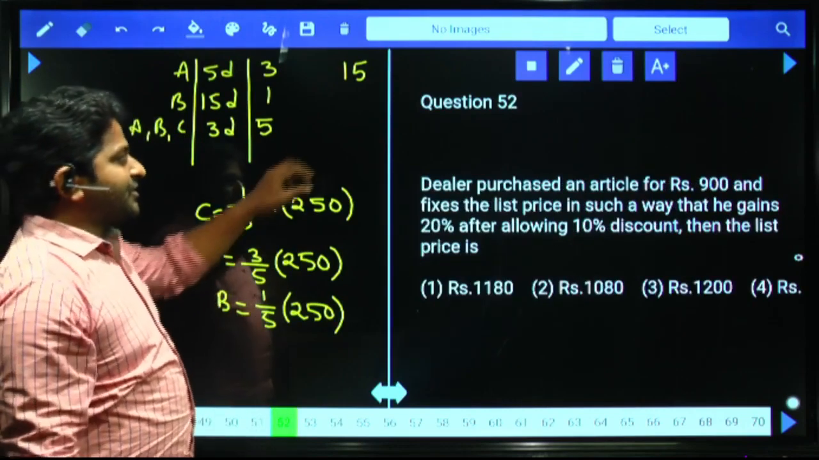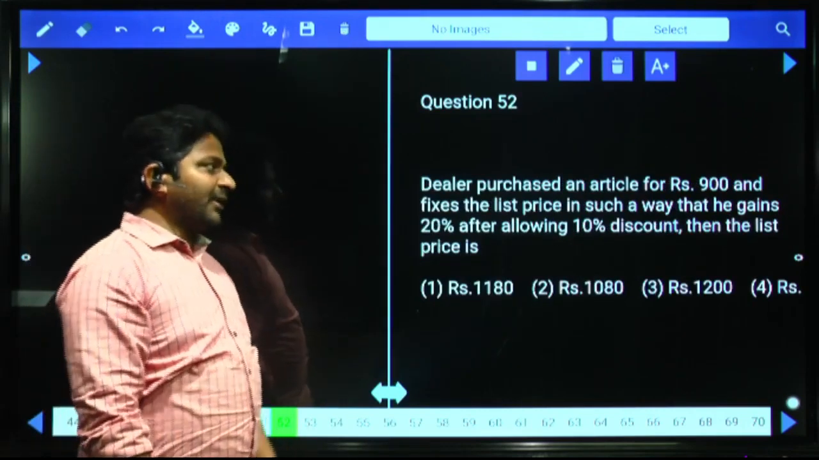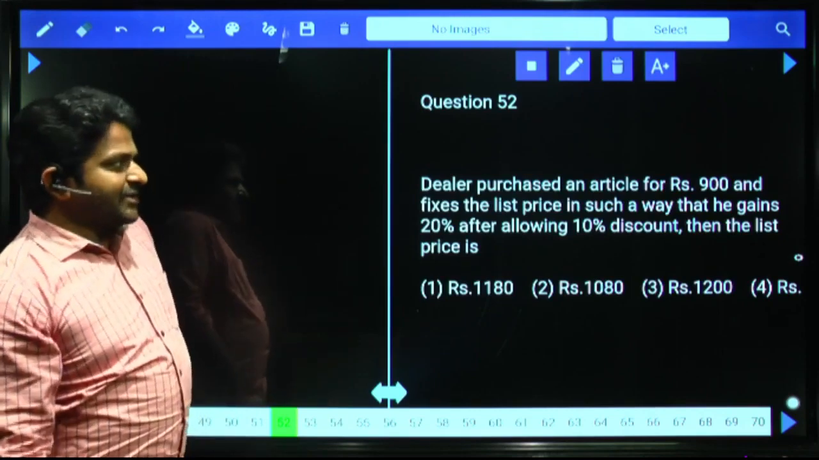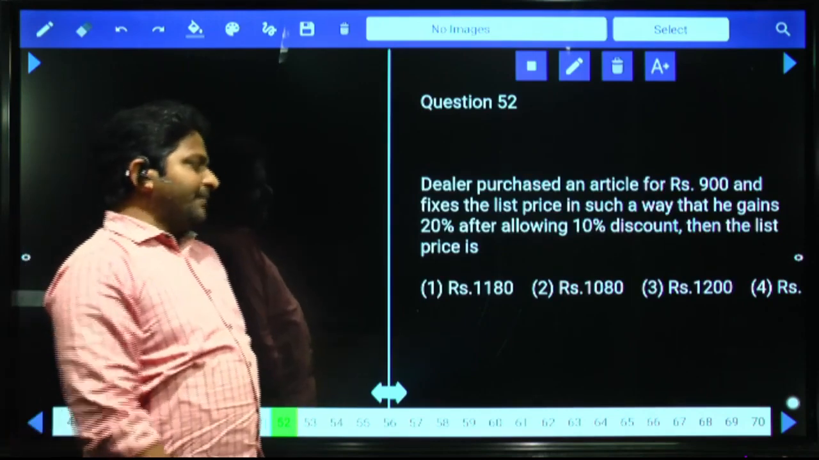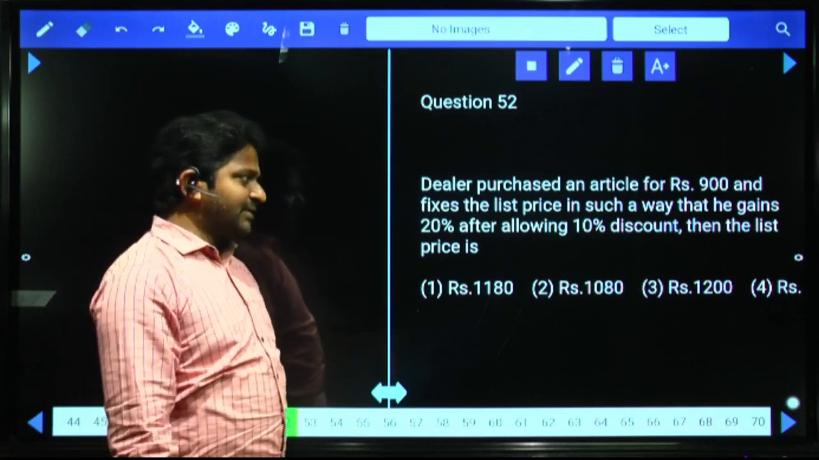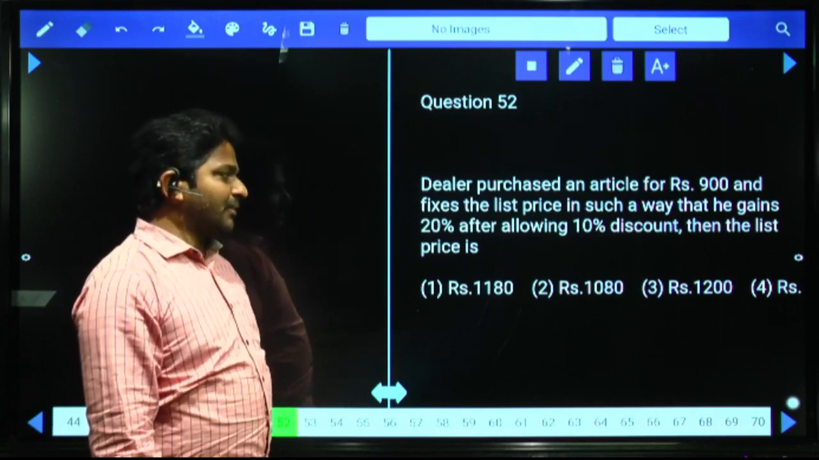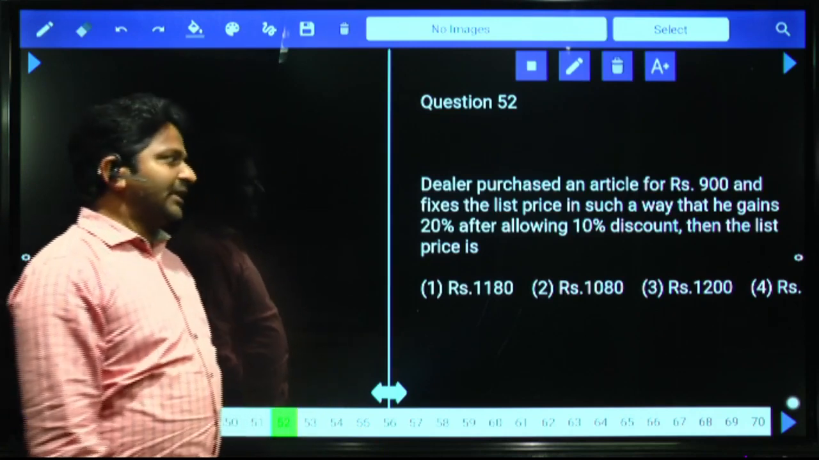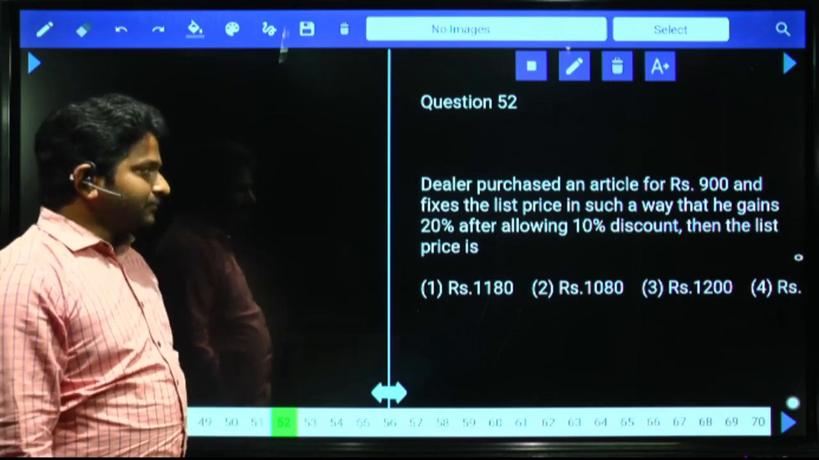A dealer purchased an article for 900 rupees and fixes the list price in such a way that he gains 20% after allowing 10% of discount. Then the list price is how much? Now your question is about list price.